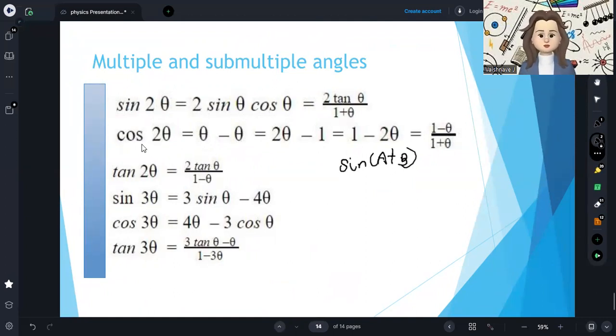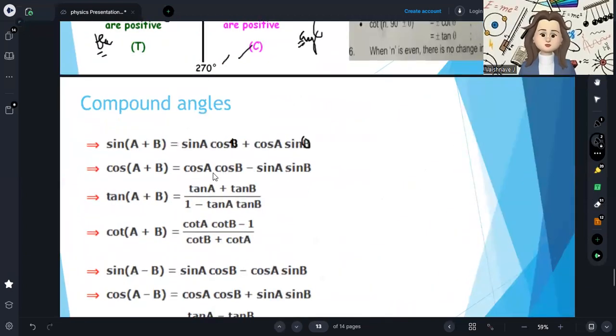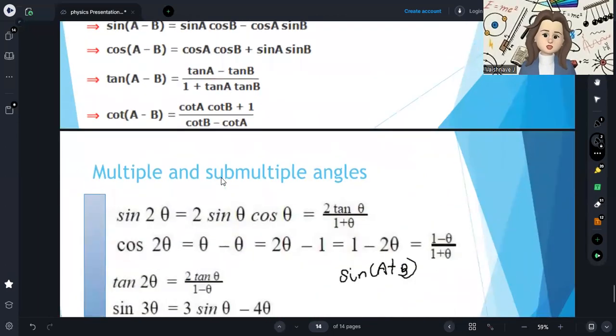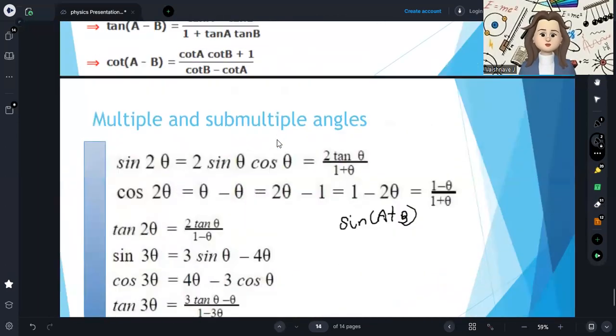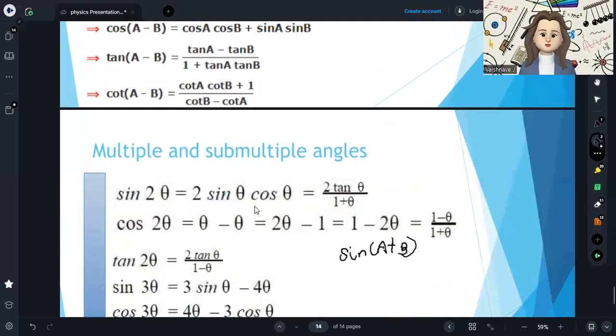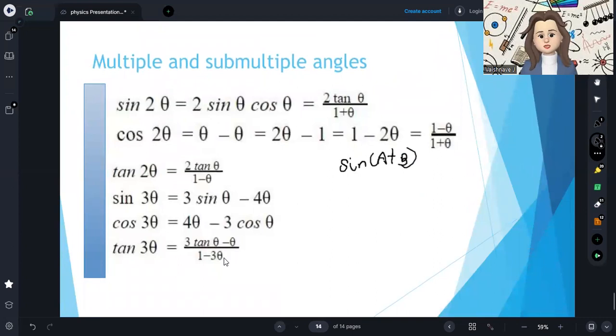Clear? Now cos 2 theta, it's A plus A, is equal to cos square theta minus sine square theta. That is nothing but 2 cos square theta minus 1. Then tan 2 theta. Tan 2 theta is equal to 2 tan theta by 1 minus tan square theta.